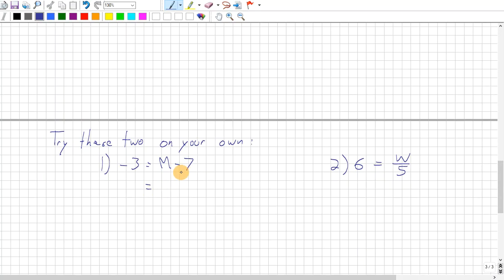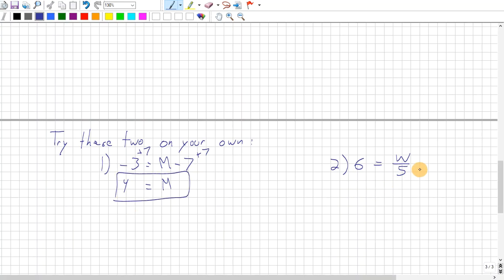Okay, so we have m minus 7. That's the number that's connected directly to the variable. So we're going to have to add 7 on both sides. -3 plus 7 is 4, a positive 4. And on the right-hand side, I'm left with just m.